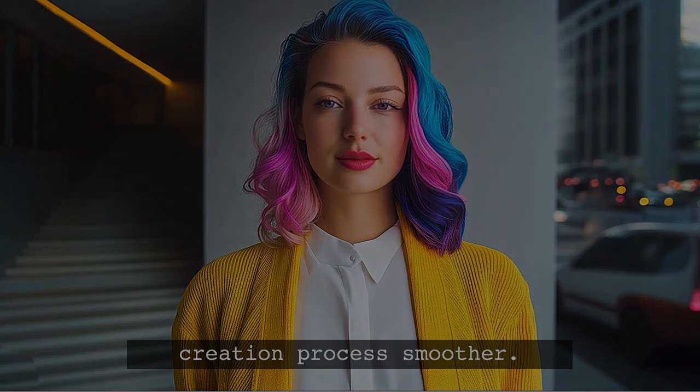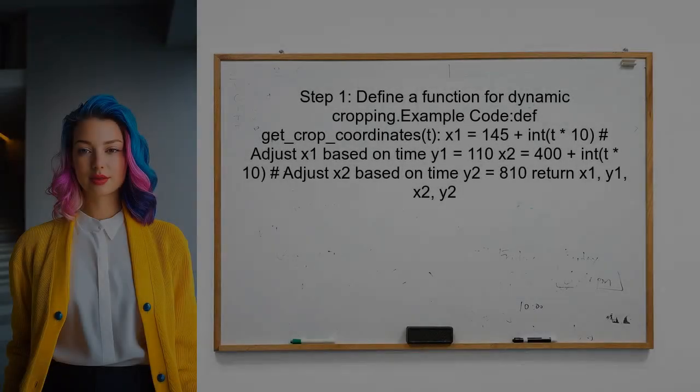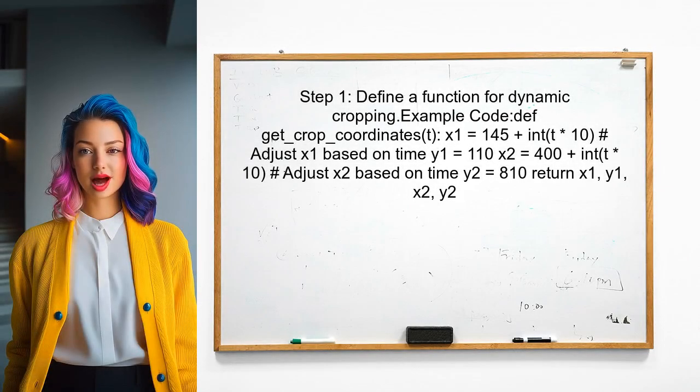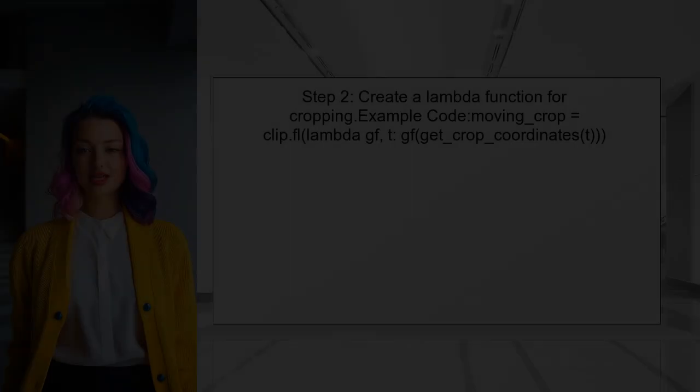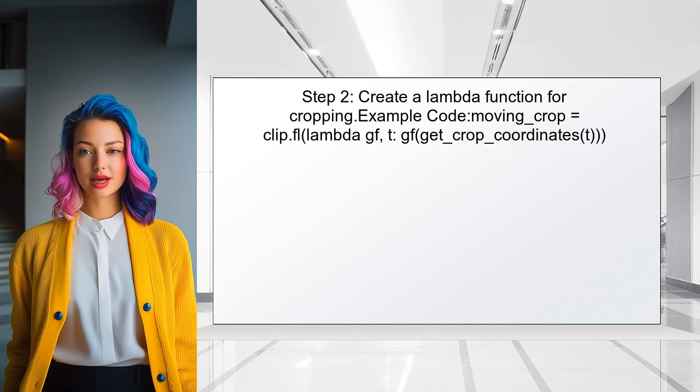To begin solving this issue, the user should define a function that calculates the coordinates of the cropping rectangle based on the current time of the video. This function will help in dynamically adjusting the crop area. Next, the user should create a lambda function that applies the cropping function to each frame of the video. This will ensure that the crop area moves as the video plays.